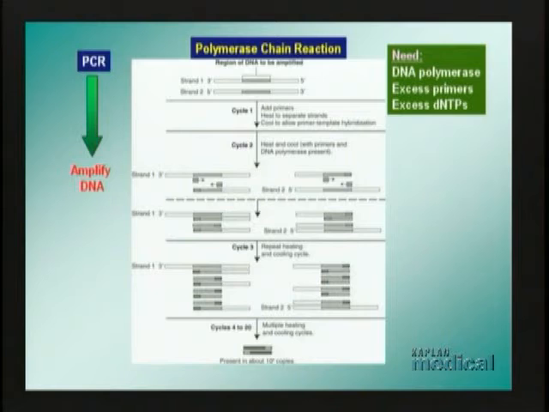And then lastly, because we're going to be making DNA in the PCR reaction, we need excess amounts of all 4 deoxynucleotide triphosphates, because DNA is going to be made. DNA polymerases need deoxy ATP, deoxy CTP, deoxy GTP, and deoxy TTP in excess amounts. So to amplify DNA, you need a DNA polymerase, excess amounts of primers, and excess amounts of deoxynucleotide triphosphates.